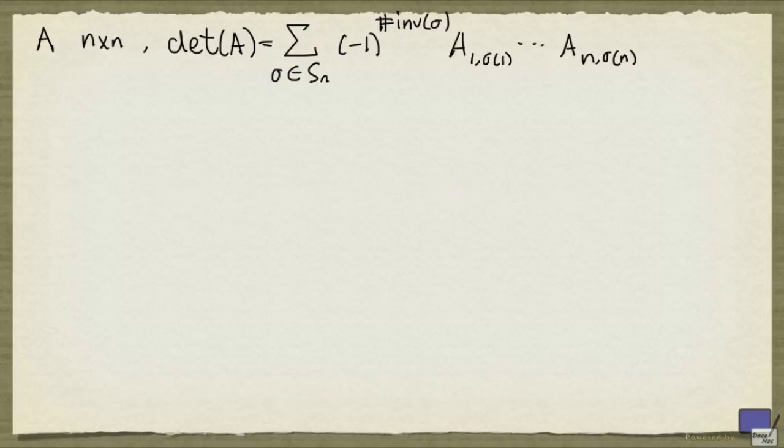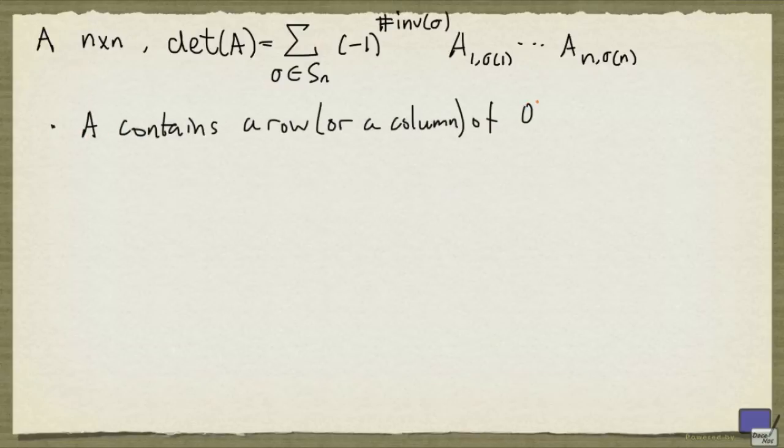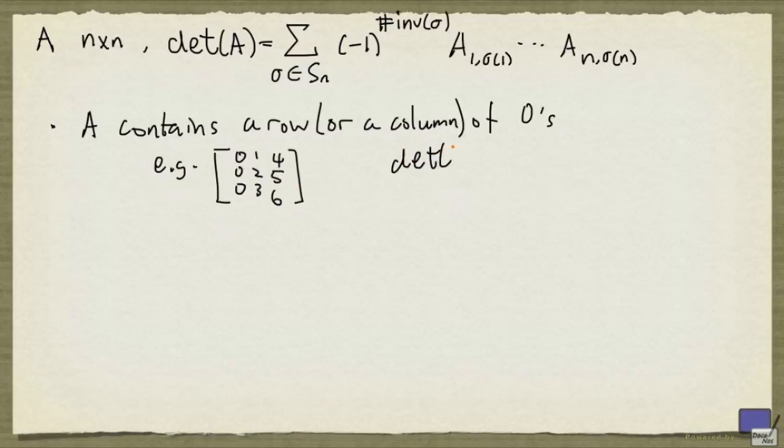Recall that for an n by n matrix A, the determinant of A is given by this expression here. We're going to look at the determinants of some special matrices. If A contains a row or a column of zeros, for example, something like this, then the determinant of A is going to be 0.